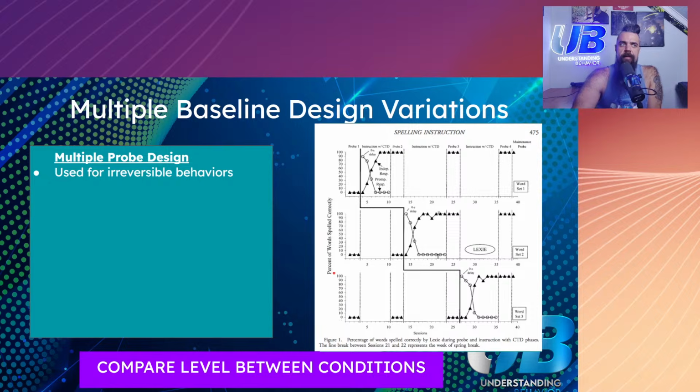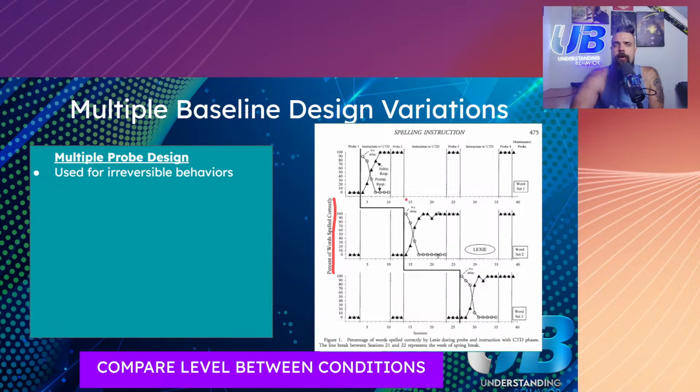So look at our dependent variable on this chart. We've got percentage of words spelled correctly. So this is an irreversible behavior. If they never learn the words, then we don't expect them to learn the words in our baseline conditions. So we take the probes here. We took 3 data points. Then we just didn't measure it for a while. Then we checked back in right before the intervention. And then we took 3 more data points before we started our intervention.